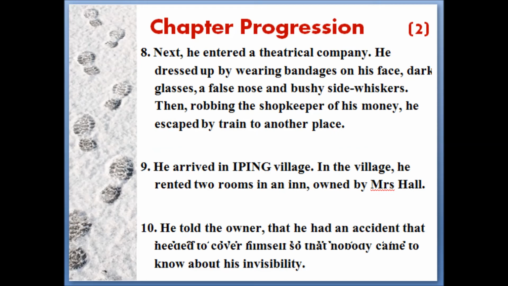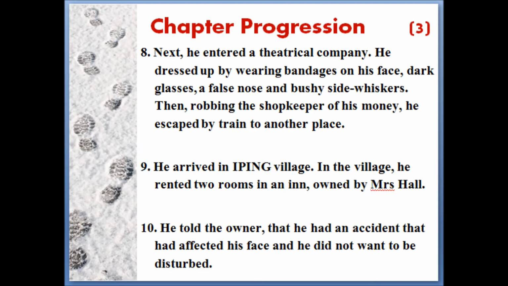Next, he entered a theatrical company. He dressed up by wearing bandages on his face, dark glasses, a false nose, and bushy side whiskers. Then, robbing the shopkeeper of his money, he escaped by train to another place. He arrived in Iping Village. In the village, he rented 2 rooms in an inn owned by Mrs. Hall. He told the owner that he had an accident that had affected his face and he did not want to be disturbed.